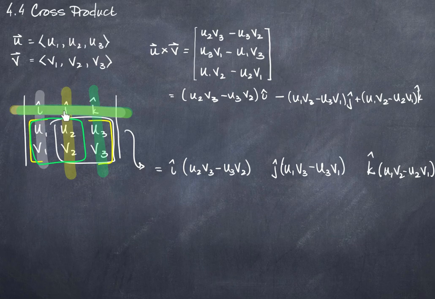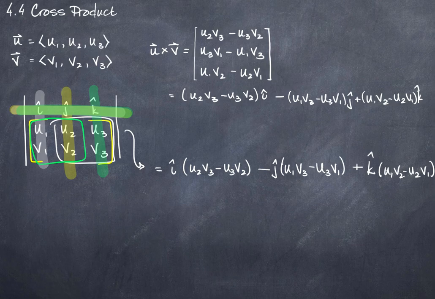This term has a coefficient of j hat, but a sign of negative 1 to the power of row 1, column 2, so 1 plus 2, that's 3. So that coefficient is negative. And the last one, in this case, it's row 1, column 3, 1 plus 3 is 4, 4 is an even number, so that's going to be negative 1 to an even power, and that's positive.